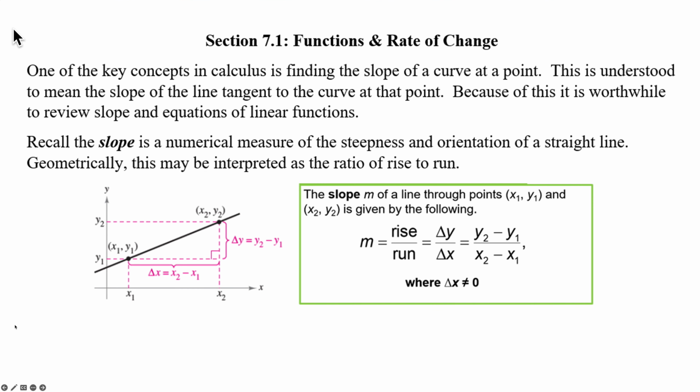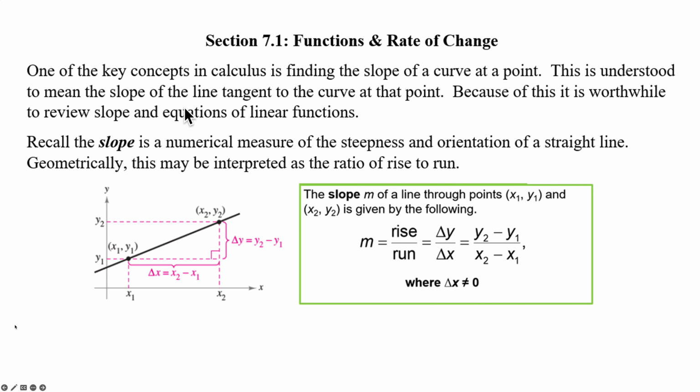All right, chapter 7, so 7.1, functions and rate of change. One of the key concepts in calculus is finding the slope of a curve at a point. Okay, slope is traditionally for a straight line, so keep that in mind. This is understood to mean the slope of a line tangent to the curve at a point. Tangent. Little trig vocabulary here.